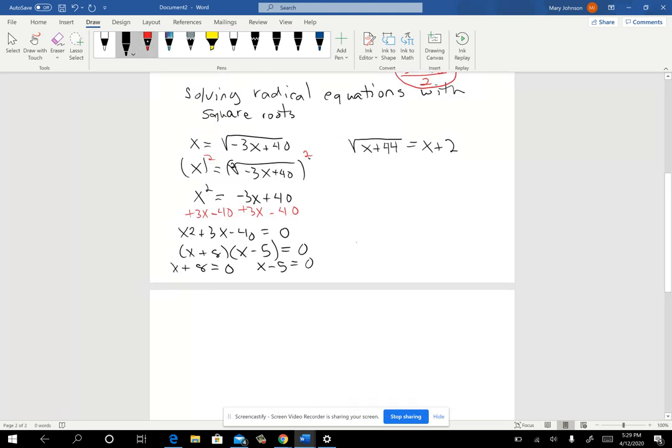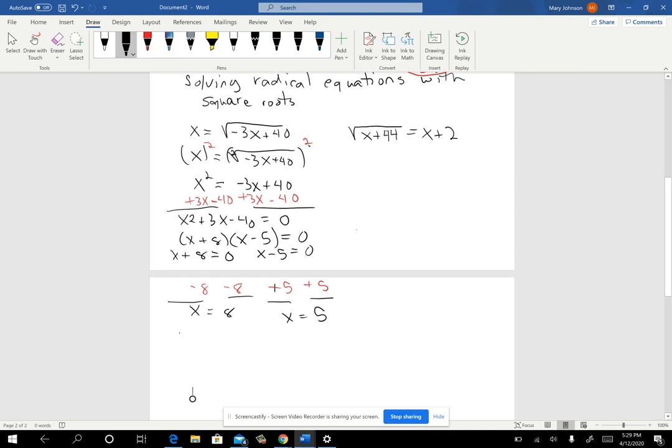So then here you would subtract 8, and you would get that x equals 8. And then over here, you wind up adding 5, and that gives you positive 5. So x equals 5, okay? Now, with radical equations, you must check, because you could have done everything right, but one of the answers may not work in the original.